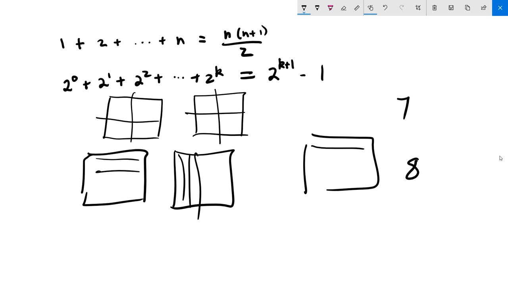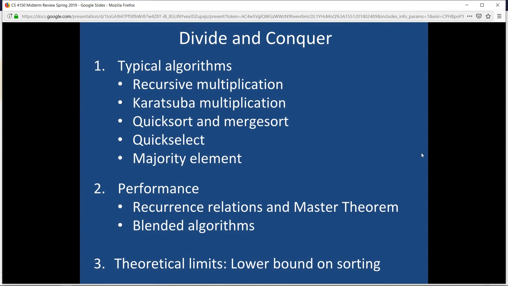He figured out how to do some manipulations on these quarter matrices so that he could do it in seven recursive calls instead of eight, and that reduced the bound from n cubed to something smaller than n cubed. Maybe log of 8 base 7 or something. No, log base 2 of 7. Anyway, that'd be another place where you'd use a blended algorithm. You'd switch over from Strassen to the brute force method at some point.